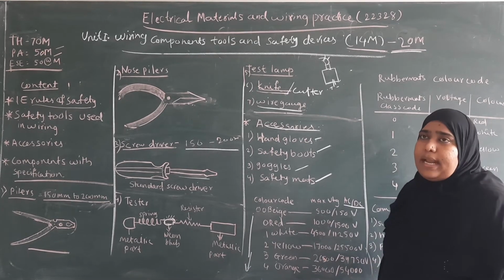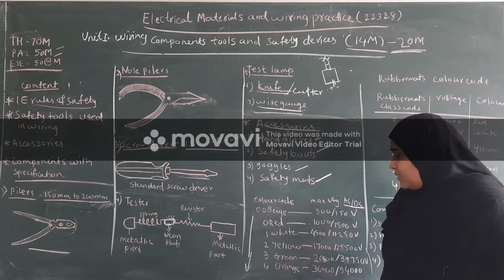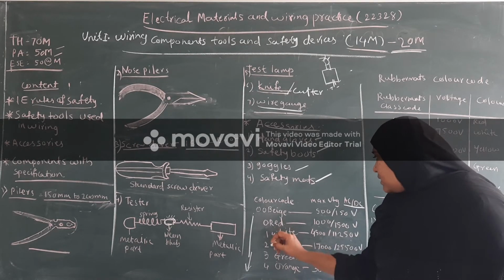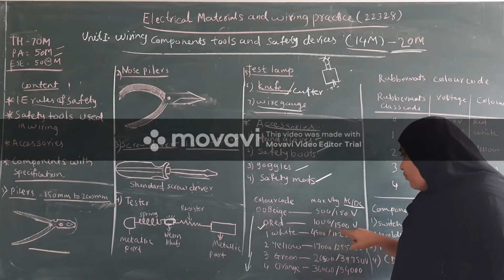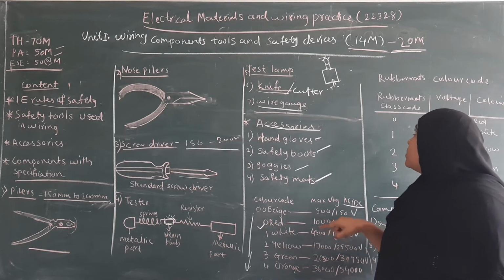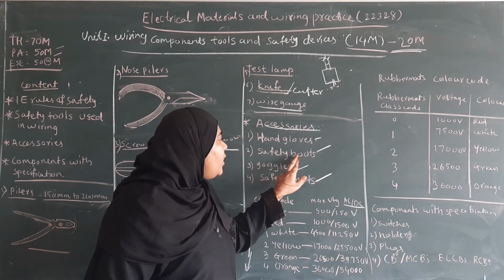Maximum used hand gloves are synthetic or rubber hand gloves. This is the 0 red, 1000 by 1500 volt, which we have to use. Next is the safety boots.